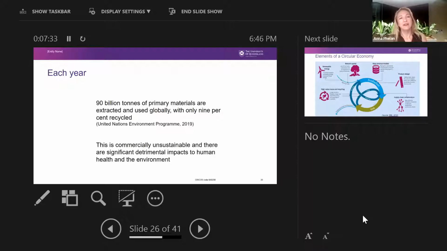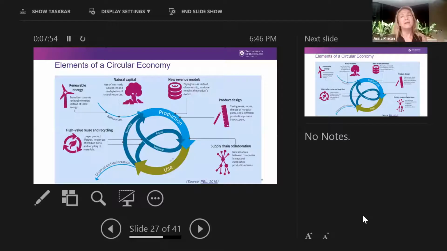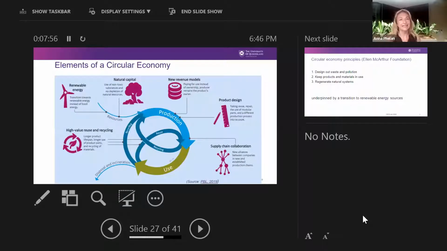So back to these scary facts. We have a tremendous amount of resources that are extracted and less than 9% recycled globally. And especially with packaging, we're seeing over 46% of packaging winding up directly in the landfills and making its way into the ocean. So this is commercially unsustainable, to say the least.